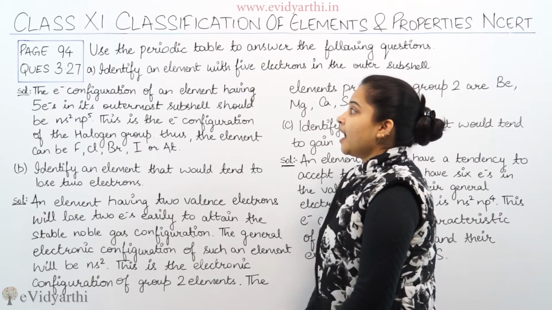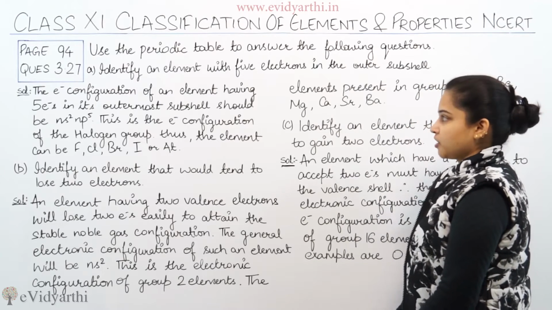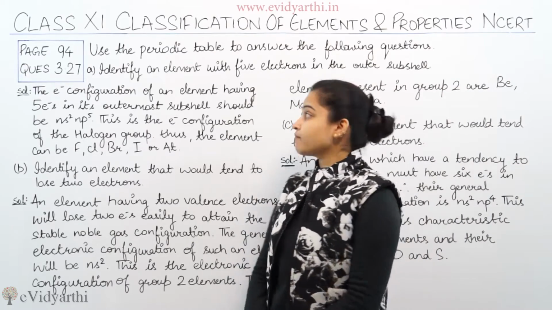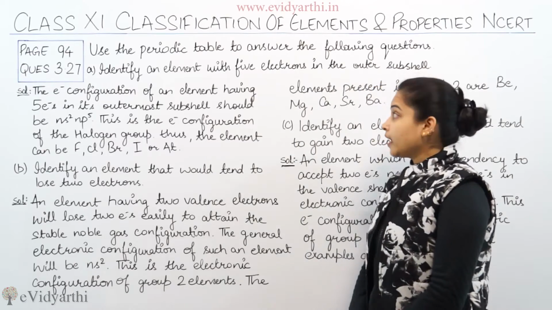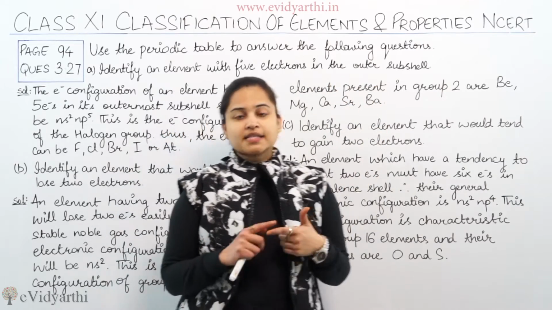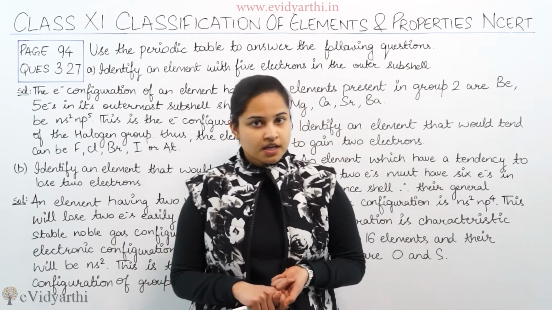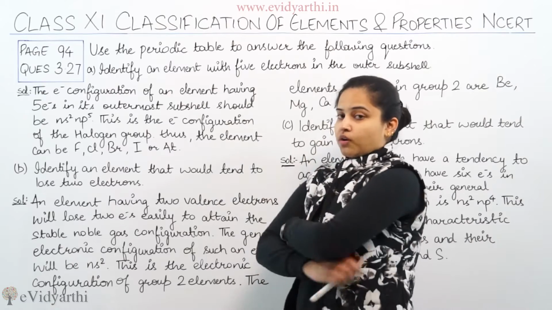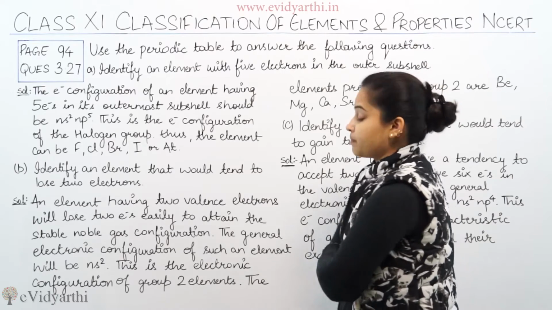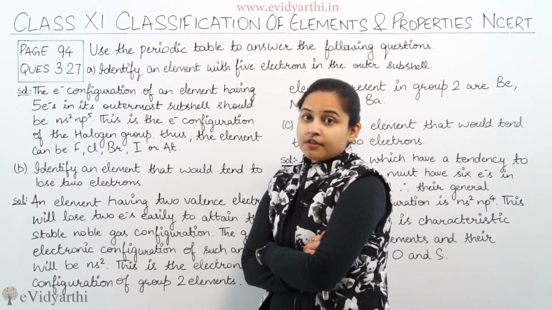Part A of the question. Identify an element with 5 electrons in the outer subshell. So, using the periodic table, we have to identify the element with 5 electrons in the outer subshell. We have to find an element whose outermost subshell has 5 electrons. Fine. According to the periodic table, the element having 5 electrons in the outermost subshell would have the electronic configuration ns2 np5.